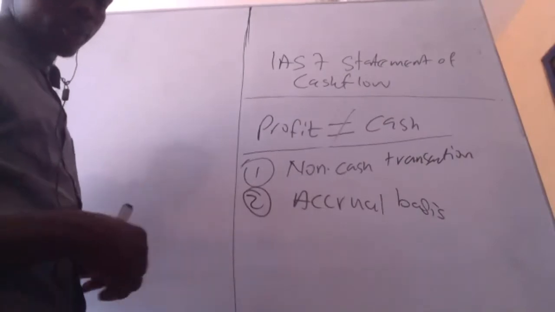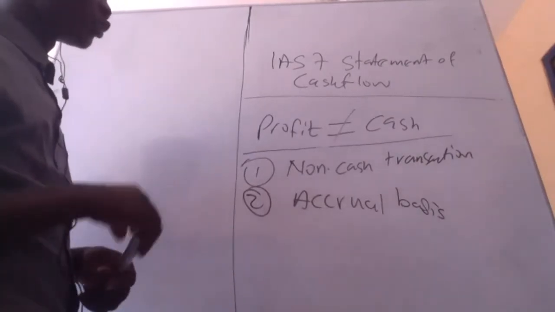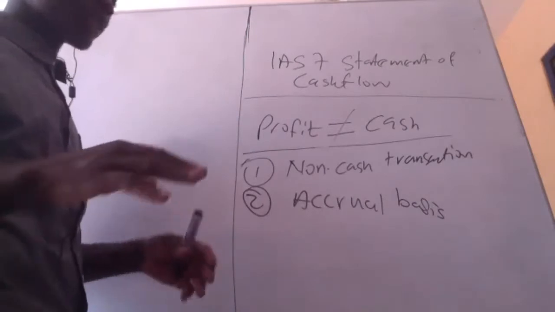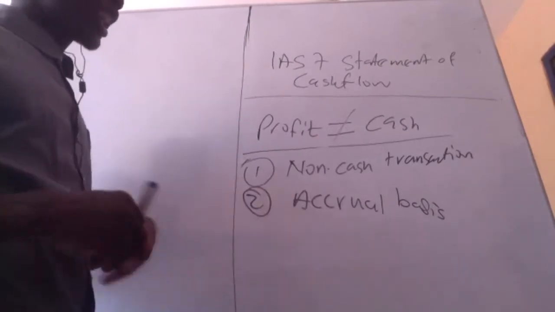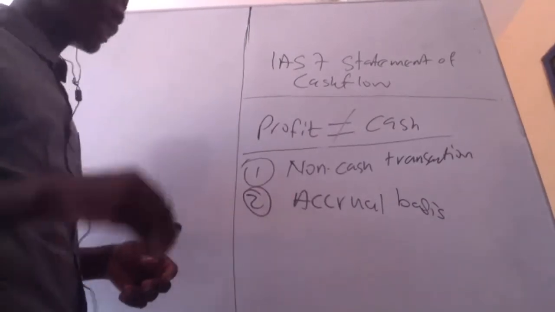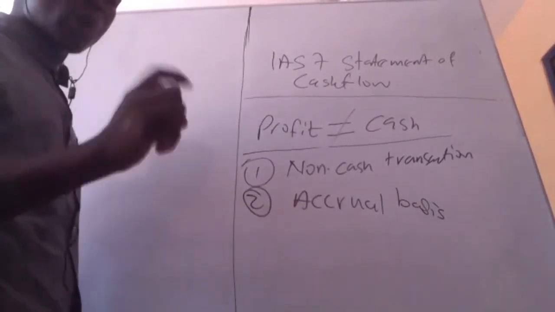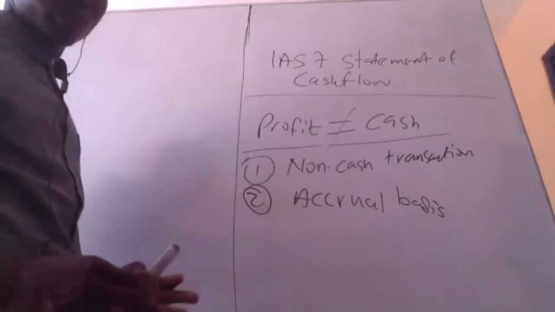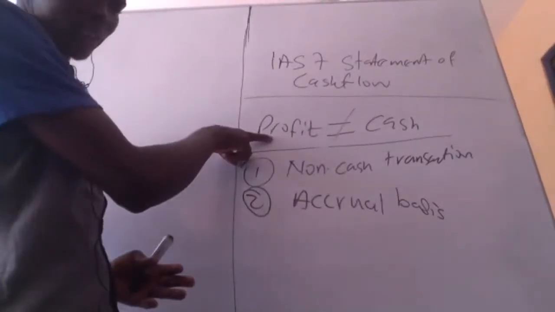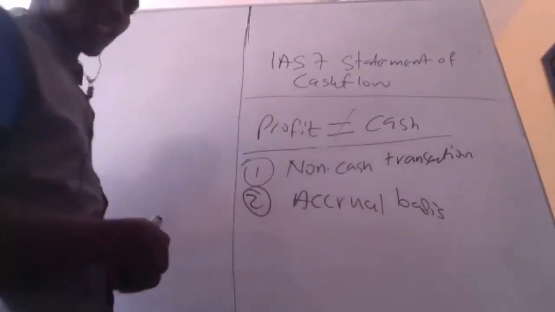There will always be a difference between what? Your profit and your cash. It will cause a difference because of the accrual basis. What does the accrual basis say? It says that transactions and events should be recorded as and when they occur, but not when cash has moved. So a transaction can affect the profit, but will not affect the cash.